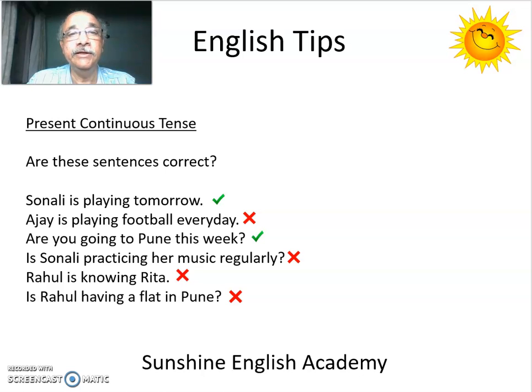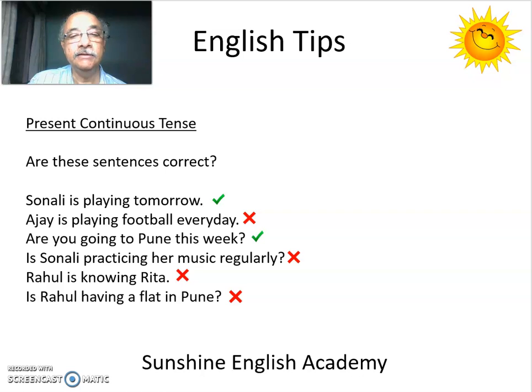Next one. Rahul is knowing Rita. This is wrong. Can you guess why this is wrong? Well, know is a stative verb, and stative verbs cannot be used in the ing form. They cannot be used in the continuous tense. So here again, we have to use the simple present tense, and we have to say Rahul knows Rita.